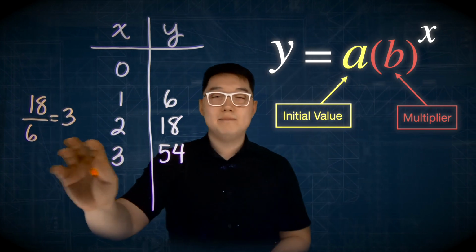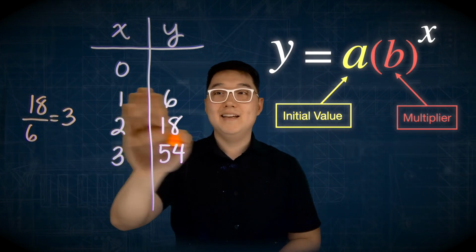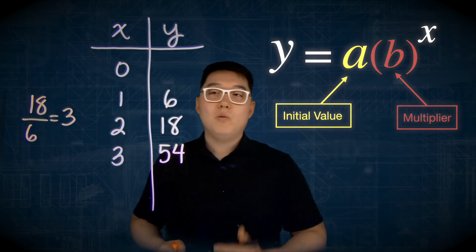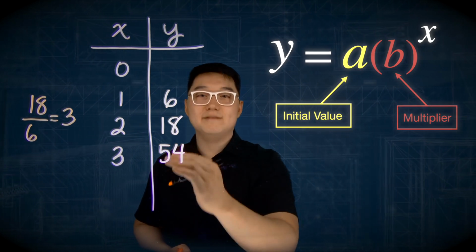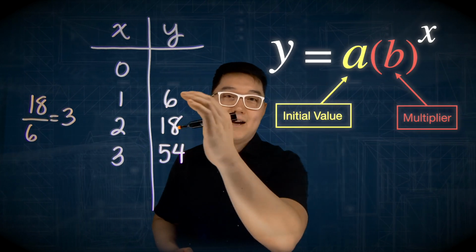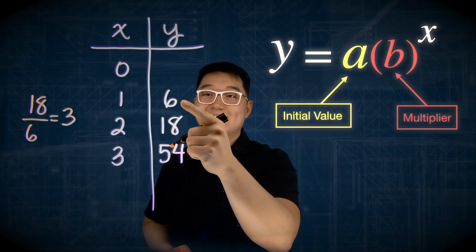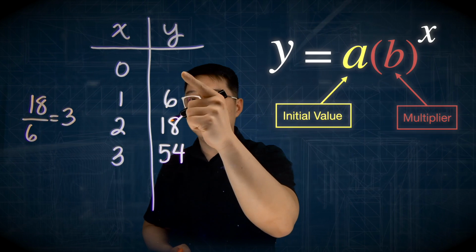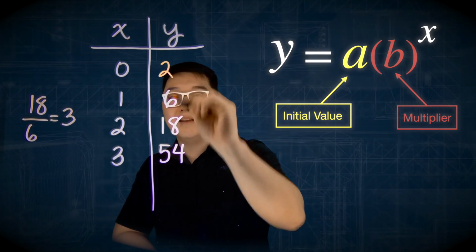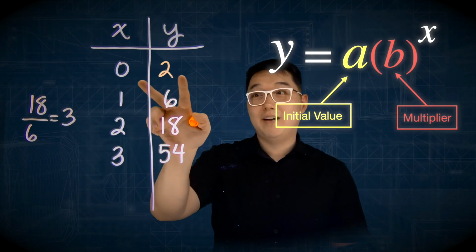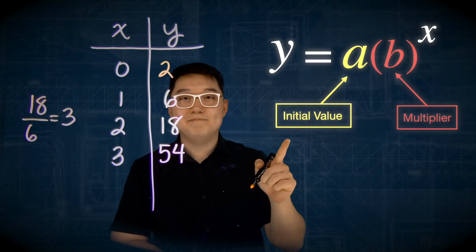So now that we have the multiplier, what is the initial value? Well, if we're multiplying by 3 going forwards, we can then divide by 3 going backwards. So what's 6 divided by 3? Well, 6 divided by 3 gives us 2. And that is our initial value, the a value.